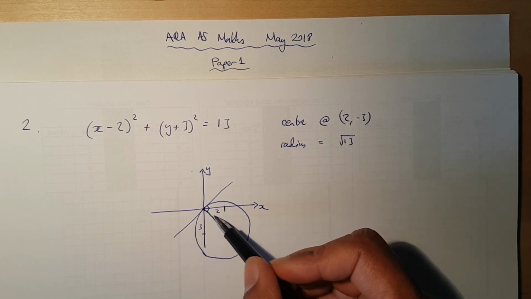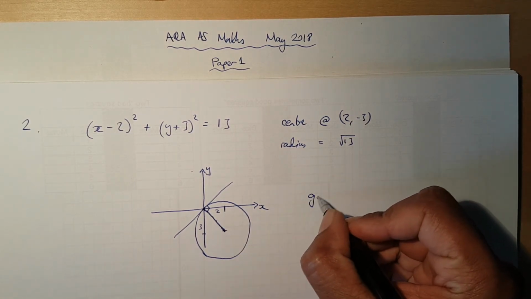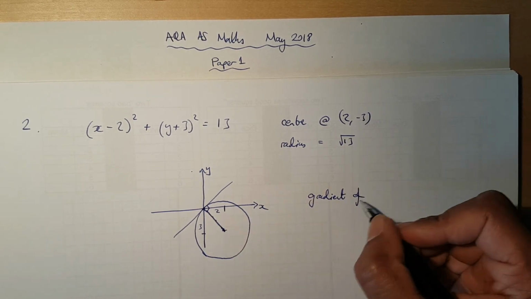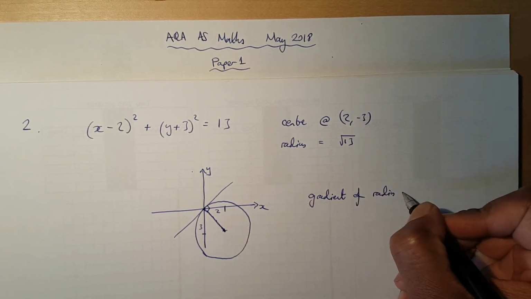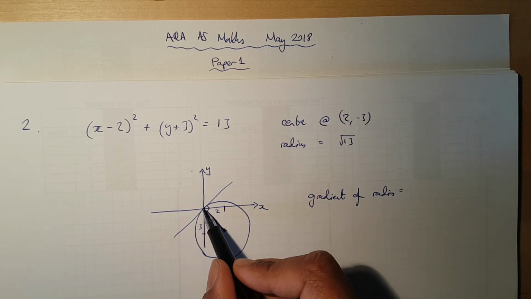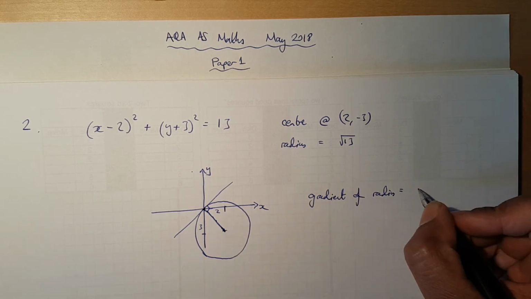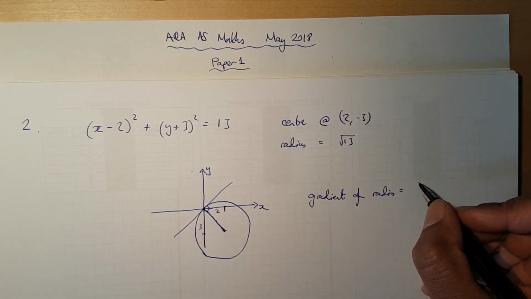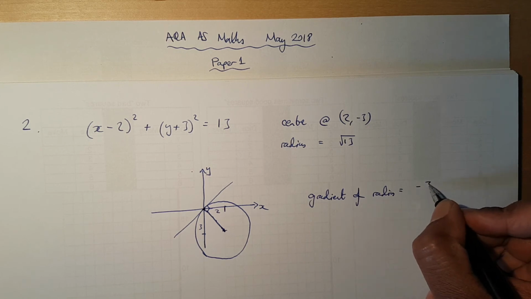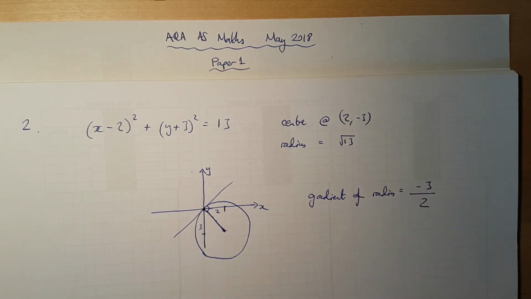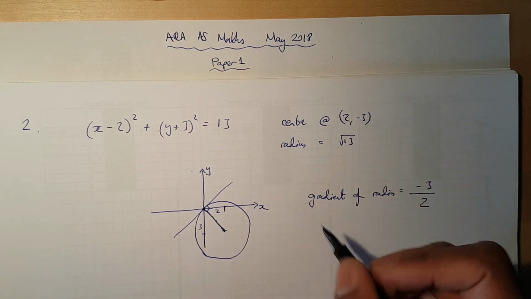So what's the gradient of the normal? Gradient of, let's call it a radius, shall we? The gradient of the radius in this case is, well, how far have I gone across? I've gone 2 across and I've gone down 3. So my gradient is how far up by how far across. So I've gone −3 and I've gone 2 across. So that's the gradient of my radius, but I'm not asked for that. I'm asked the gradient of the other.